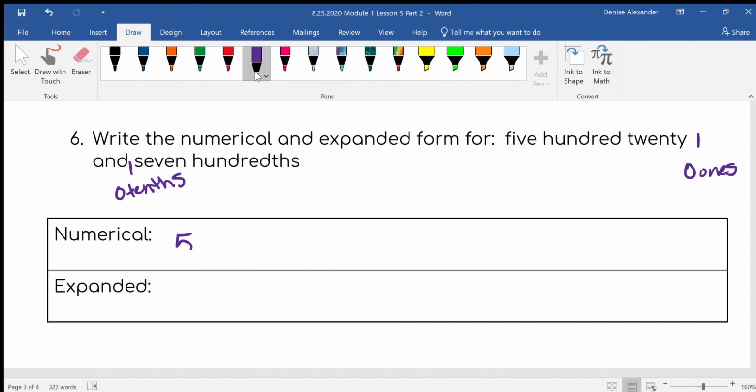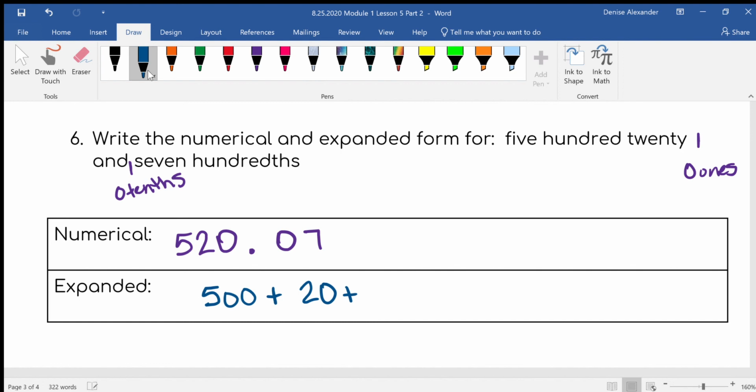So we have 520, no 1, so I put a 0. And, you're right, that's my decimal. I have 0 tenths. So I'm going to write a 0 and then a 7, because the second place value after the decimal is, you're right, hundredths. So let's go to expanded form. So we have 500. I can write 500. I need to add it. I get to add 20. And I get to add 7 hundredths. Did I do that correctly, you guys? Awesome. Thank you so much for helping me.